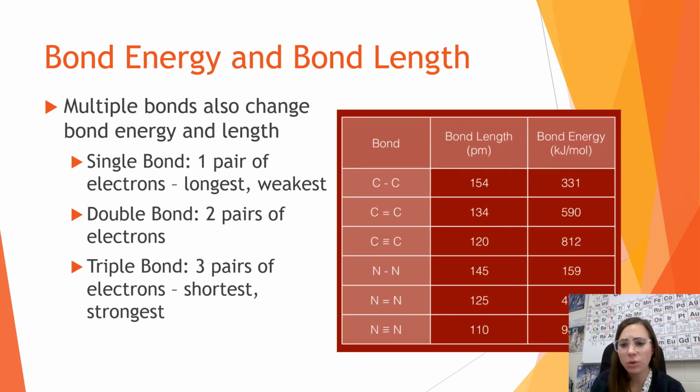If we have multiple bonds, meaning we have double and triple bonds, that is going to alter the bond length and the bond strength. So single bonds are the weakest, but then they're also the longest. Double bonds are right in the middle, and triple bonds are the shortest and also the strongest. So if we're looking, these are all carbon-carbon bonds, but the energy drastically changes as we go from single to double to triple.